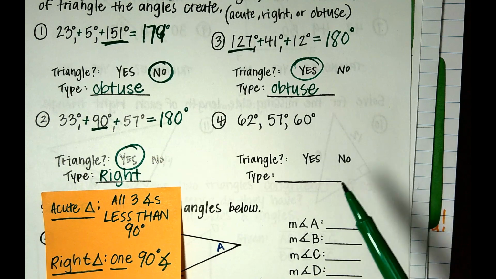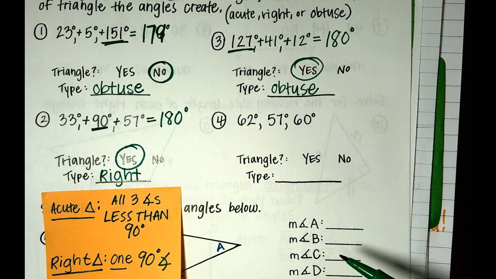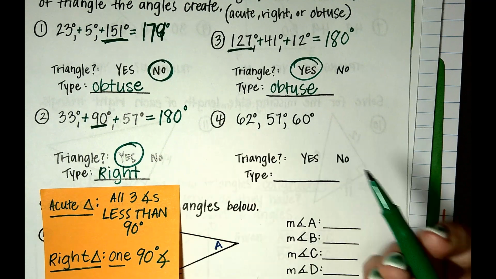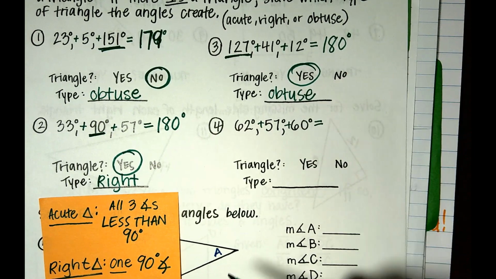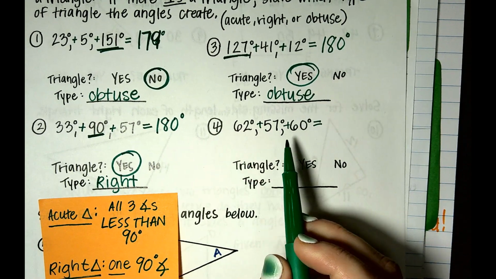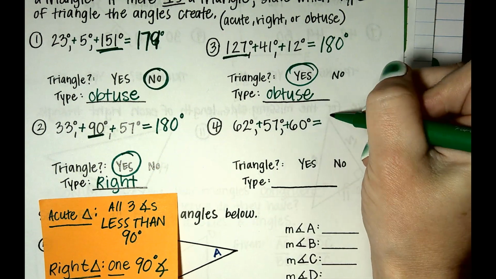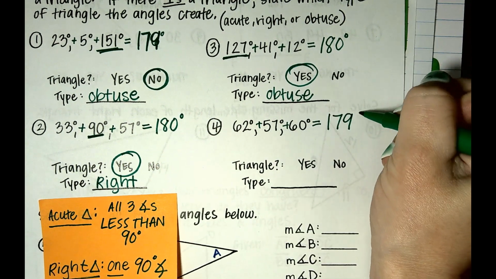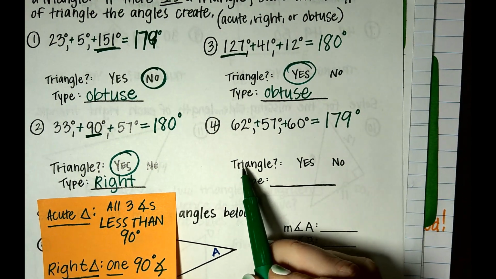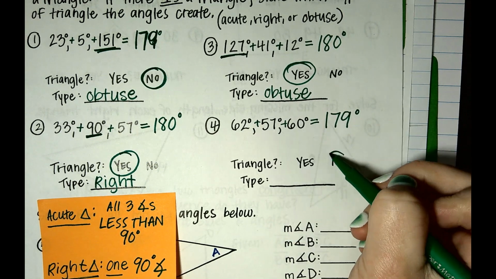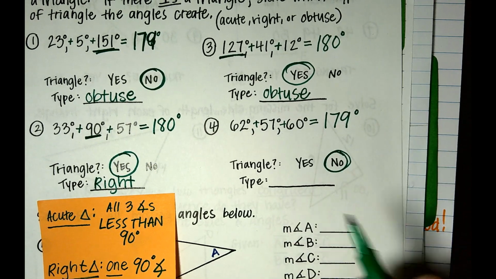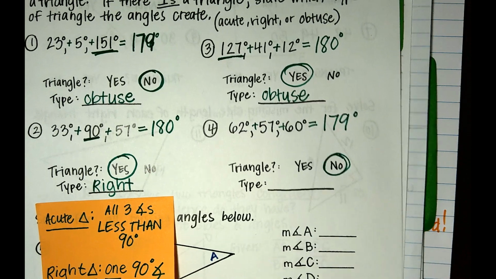Okay, now number 4. What do these 3 angles add up to? They add up to 179. So, triangle? No, not a triangle. But if it was, what type would it be?